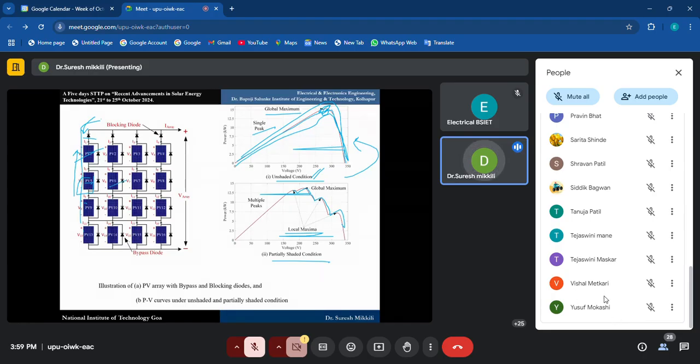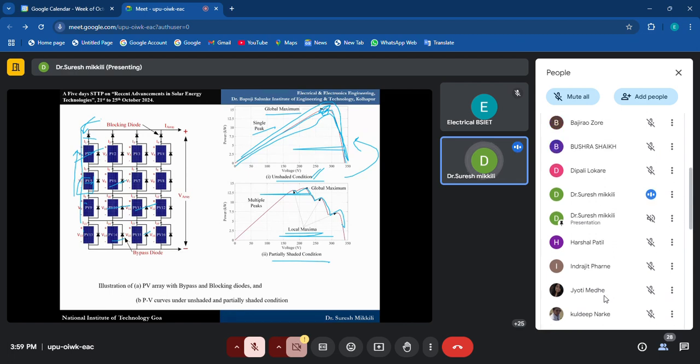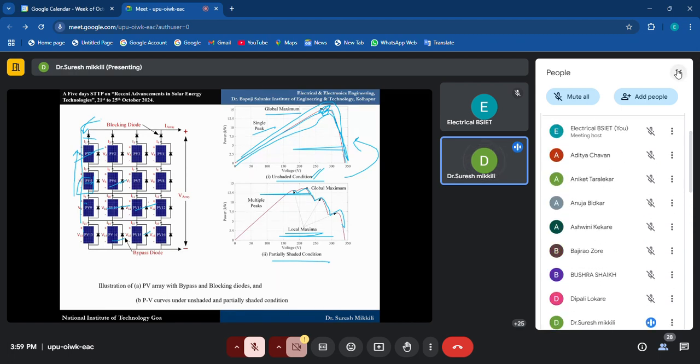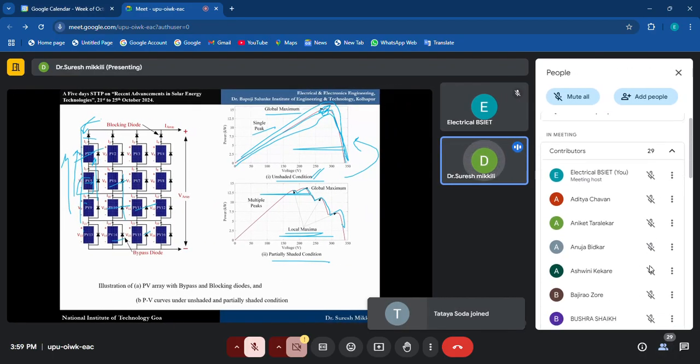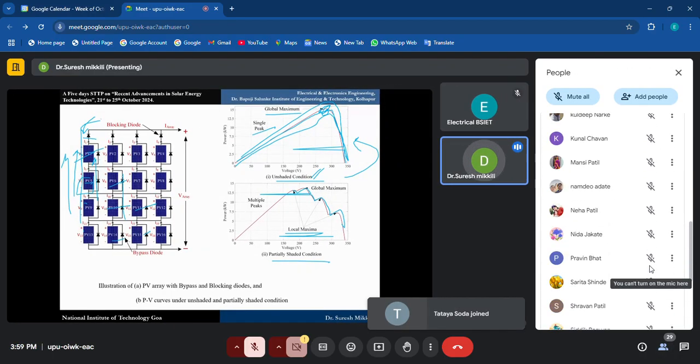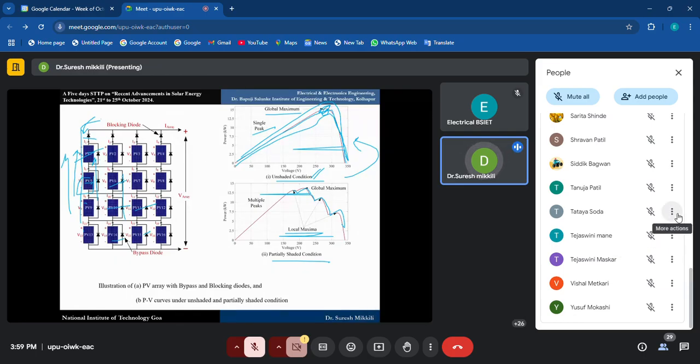If any of the modules are shaded, there is a possibility that the current flowing through each string will not be equal. If the current flowing through each string is not equal, the power of each string may not be the same. So you will experience multiple peaks in the system. To avoid the multiple peaks and extract the maximum power, these things need to be eliminated. We are using MPPT techniques, maximum power point tracking techniques.